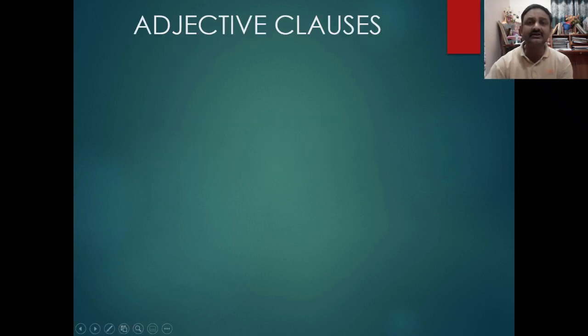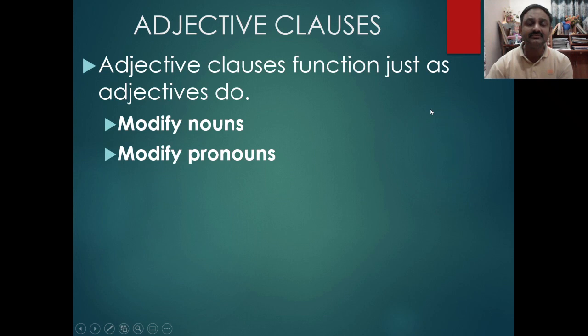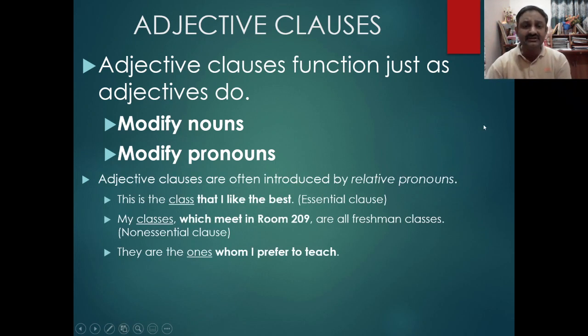So first we can look at the way it is used in the adjective clause. The adjective clause functions just as the adjective does. Okay, so it modifies a noun, it modifies a pronoun, and adjective clauses are often introduced by relative pronouns. These are the examples you can look at, because grammar can be understood only through examples. So I am trying to use more and more examples here.